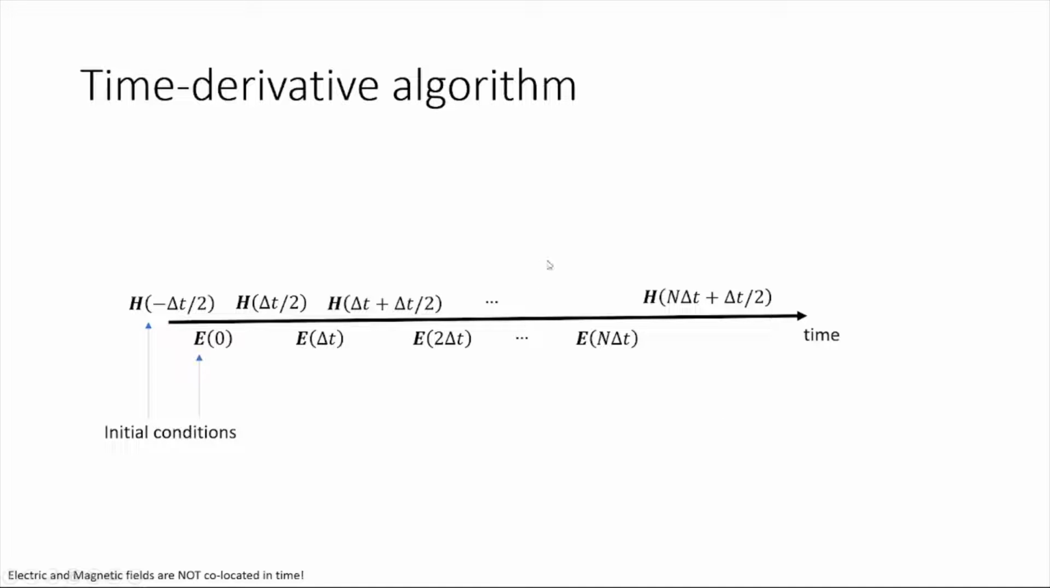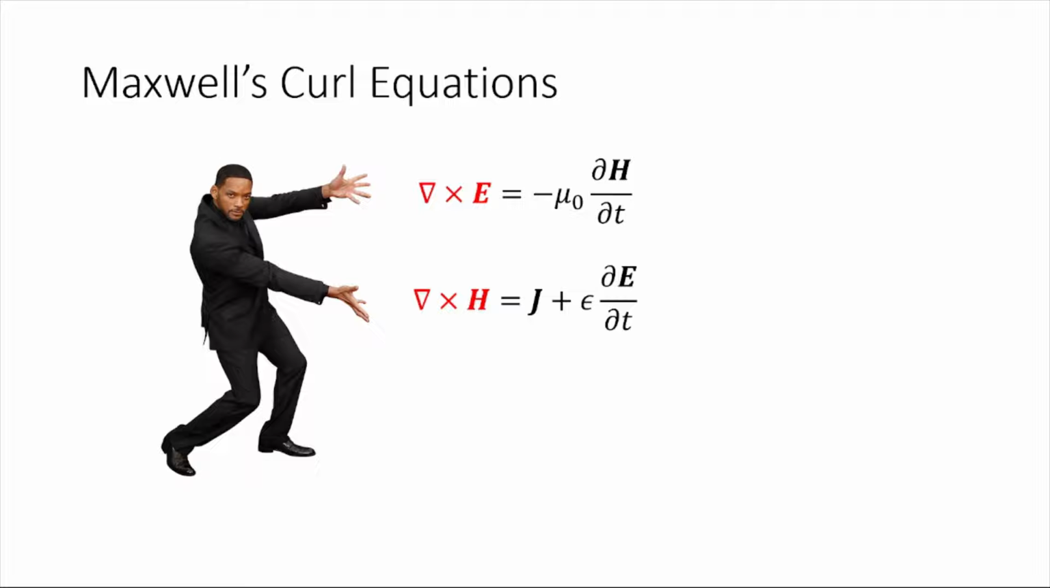So FDTD is considered to be a leapfrog algorithm because you calculate H at a half time step, then E at a whole time step, then H at the next half time step, and E at the next full time step. Again, I'm just trying to drive this into your brain, so I'm sorry if this is repetitive.